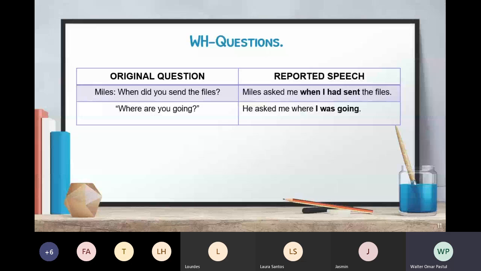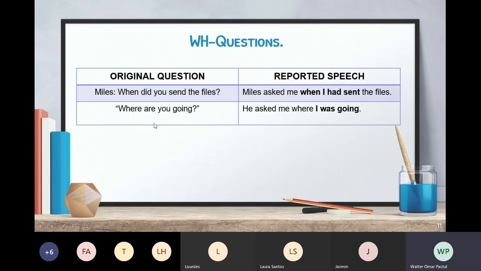Now let's see the double H question. We have the original question that says, Miles, when did you send the file? In this case, we report the same double H word. Miles asked me when I had sent the files. But again, remember, we have to change the question into a statement. When did you send the files? Miles asked me when I had sent, because the original is in past. So past to past perfect. But you see, this is a statement. When I had sent the files.